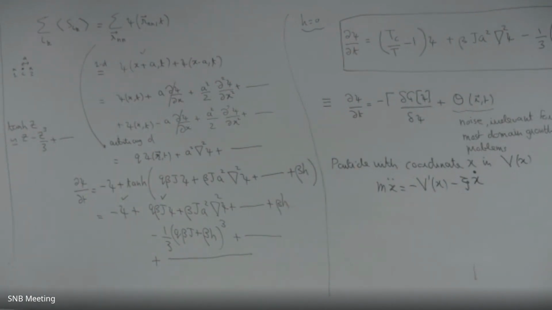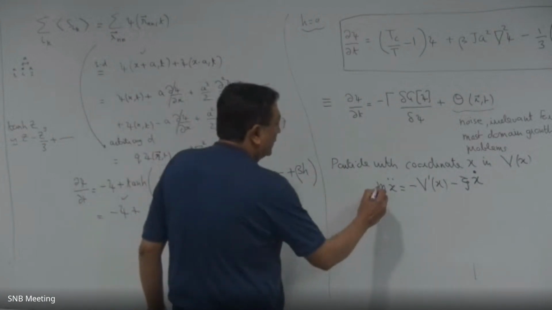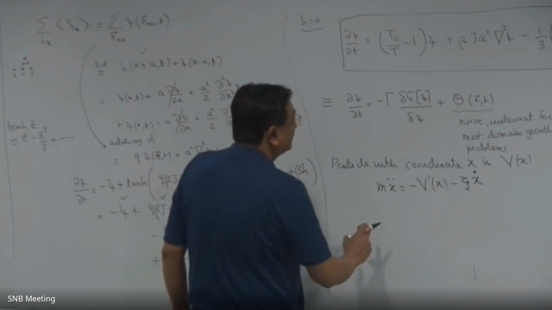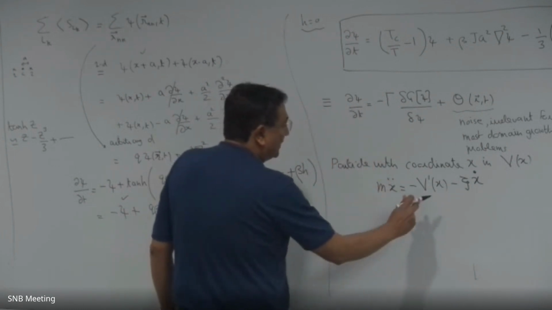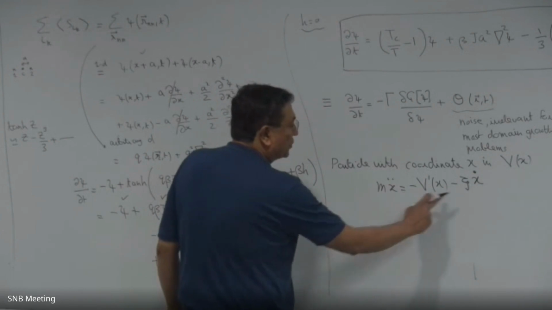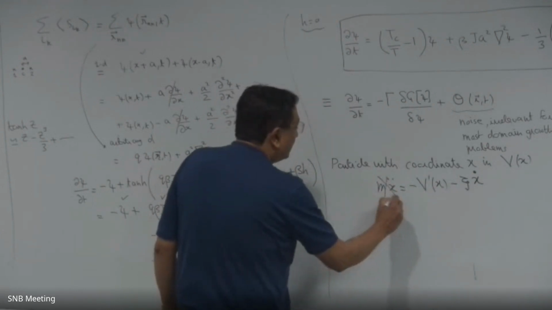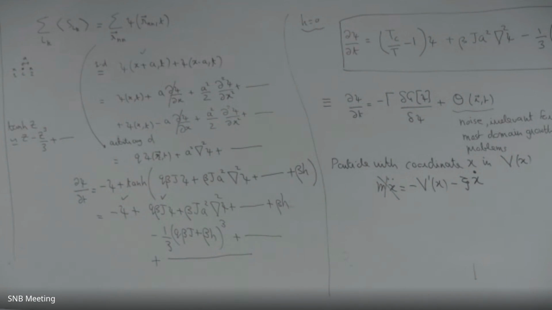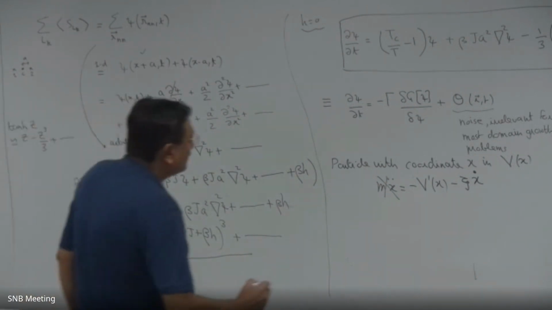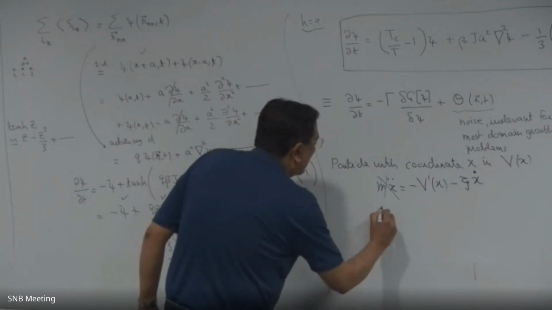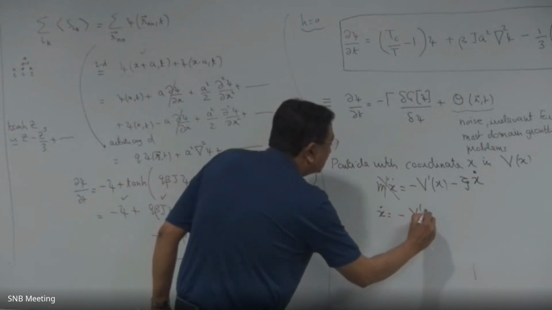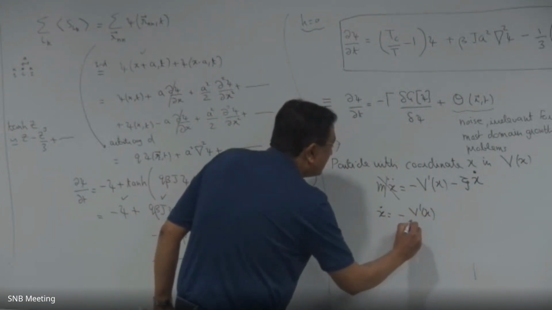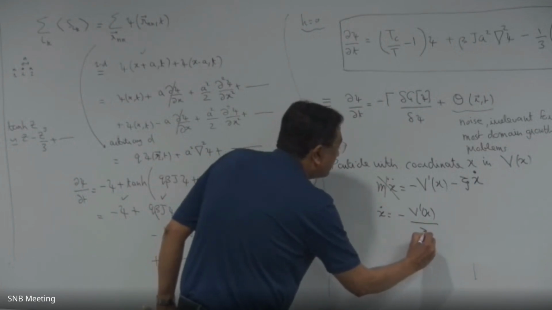And in what's called the overdamped limit, this equation is analogous to this one. In the overdamped limit, you can forget about m x double dot in comparison to that. You can drop the inertial term, as it's called. This is what's called the overdamped limit. And you can see that for a particle in a potential well, x dot is minus V prime of x divided by xi.